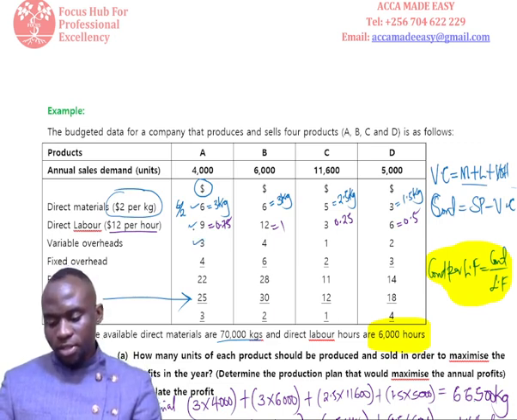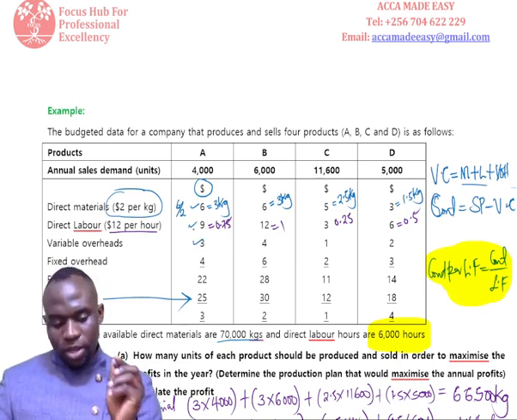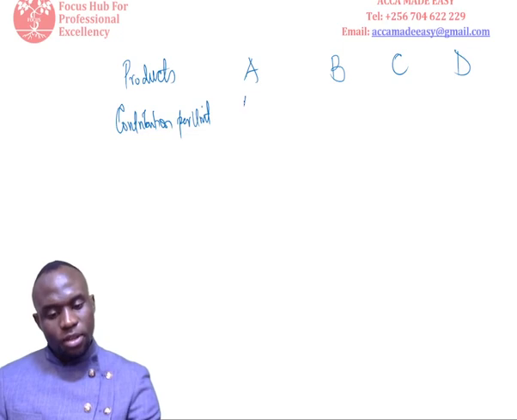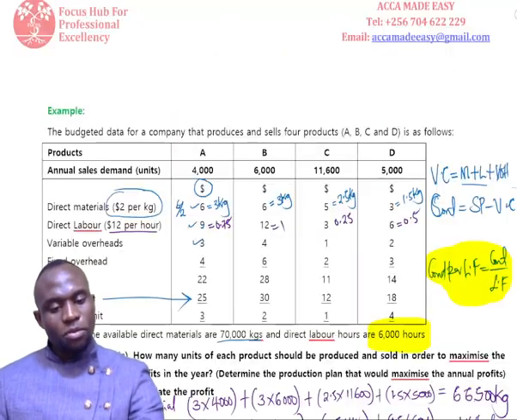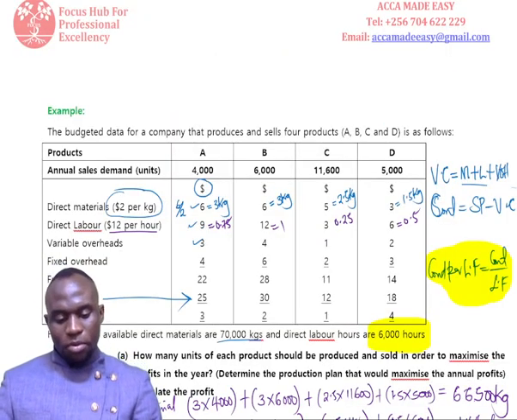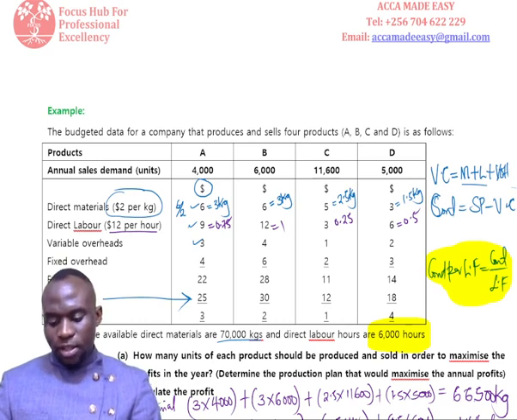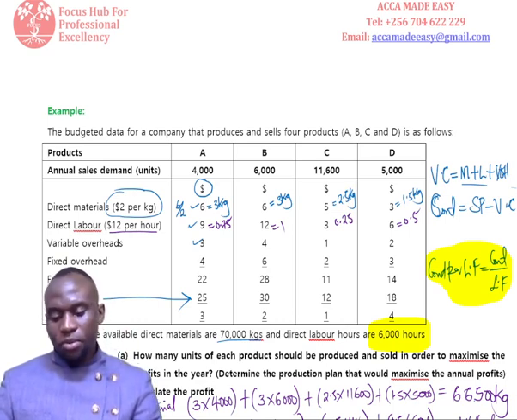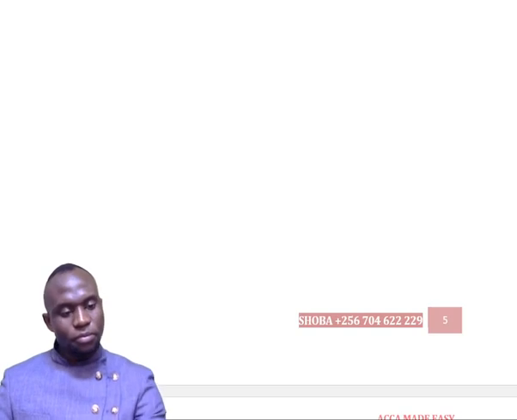So 6 plus 9 plus 3, we get 7. So contribution for product A is 7. We work out for product B. So for product B, it is selling price 30 minus total variable cost, which is material cost 6 plus 12 plus 4. And the answer we get is 8.